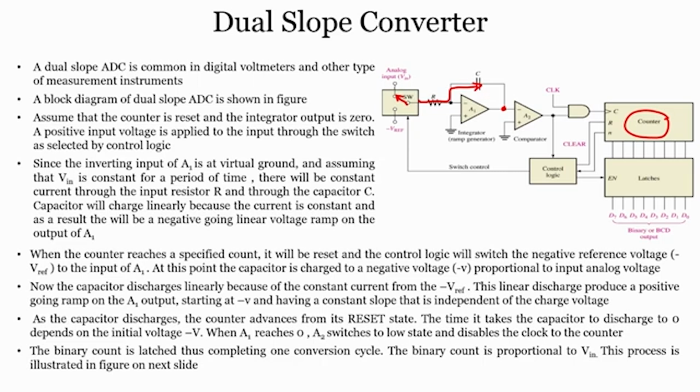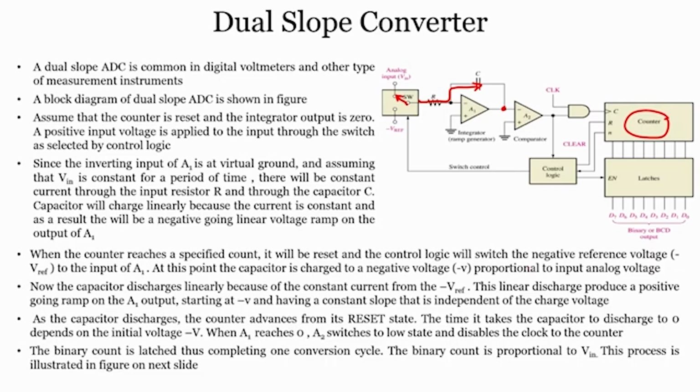When you connect plus V in, the capacitor will start charging linearly because the current is constant, and as a result there will be a negative going linear ramp on the output of A1, correct. Now, when the counter reaches a specified count, it will reset and the control logic will switch the negative reference voltage to the input of A1. In that case, what will happen? At this point, the capacitor is charged to a negative voltage proportional to the input analog voltage.